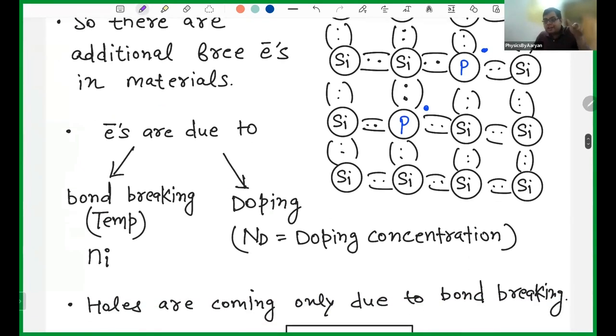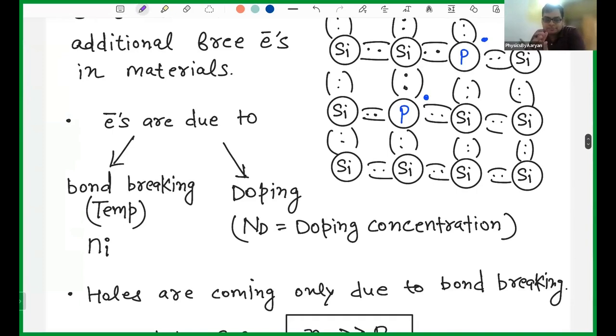Initially, why were you getting free electrons? Because bonds were breaking. Now you have 2 methods to get free electrons. Method number 1, bonds are breaking. So you are getting free electrons, you are also getting holes. Second method, why do free electrons come? Because you doped. Each dopant atom gives you 1 free electron, because when the phosphorus goes and sits here, it will make 4 bonds with silicon, but its 5th electron will not make a bond with anyone. So this electron will give rise to 1 extra free electron.